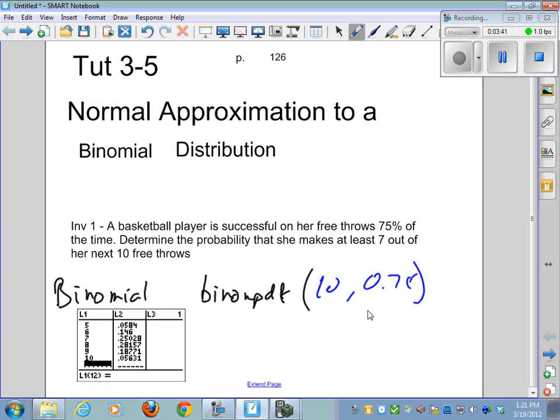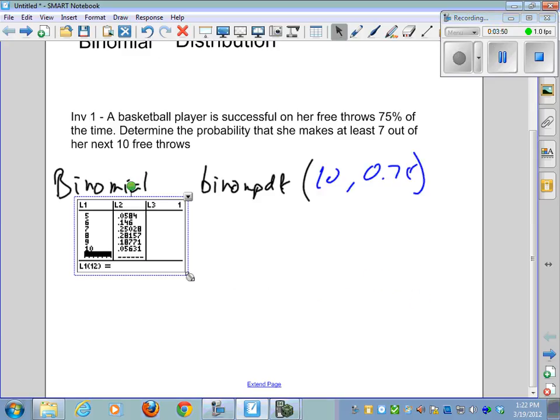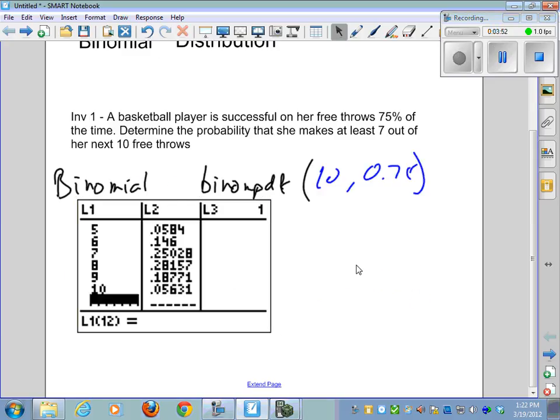My calculator did something weird the other day. Okay. So if I look at this data here, let me make this a bit bigger so we can see it. The chance of her getting exactly 7 out of 10 would be 25%. Exactly 8 out of 10 would be 28%. Exactly 9 out of 10 is 18%, and exactly 10 out of 10 is 0.05. So if I want to know at least 7, that means 7 or 8 or 9 or 10, I actually have to take all those numbers and add them up.